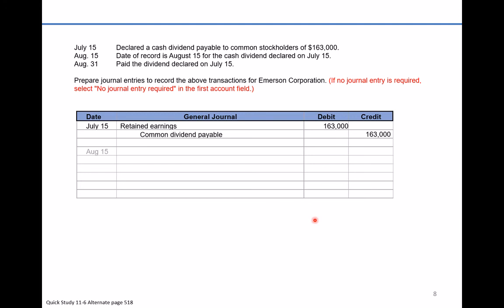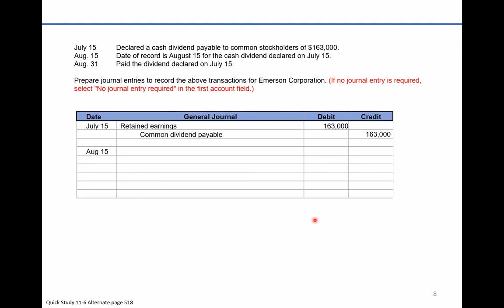The next transaction is on August the 15th. It reads, "This is the date of record. Date of record is August the 15th for cash dividend declared on July 15th." So when the board of directors declared that cash dividend on July 15th, they said everybody who owns stock by August the 15th will be entitled to share in this dividend.